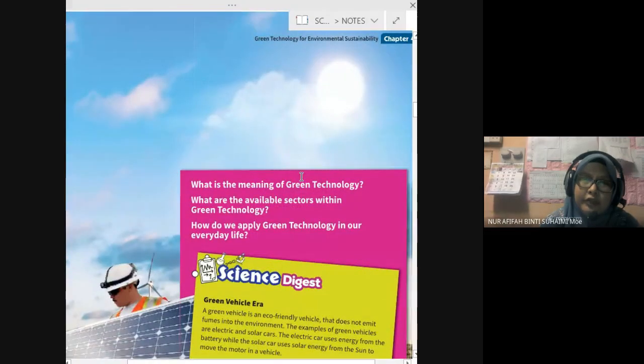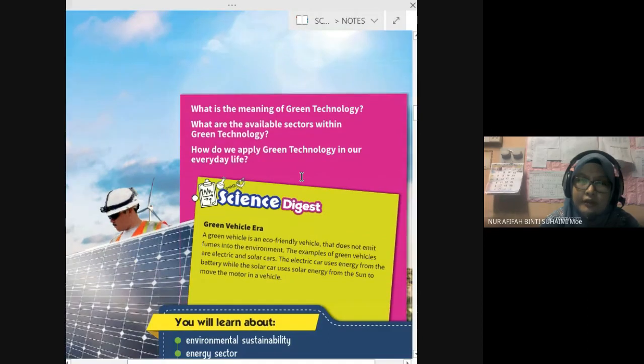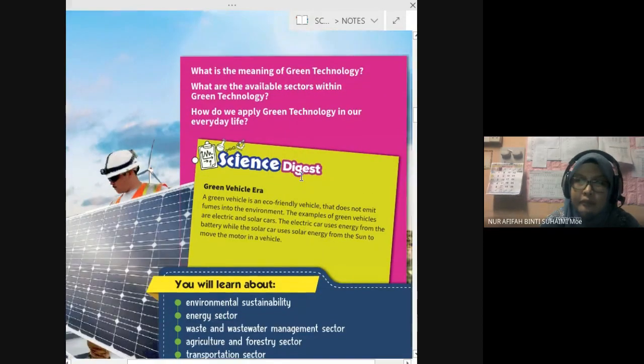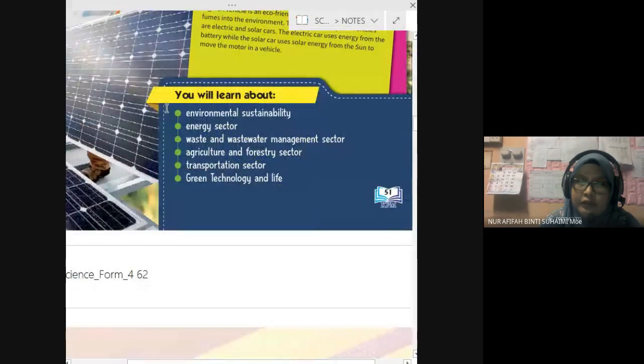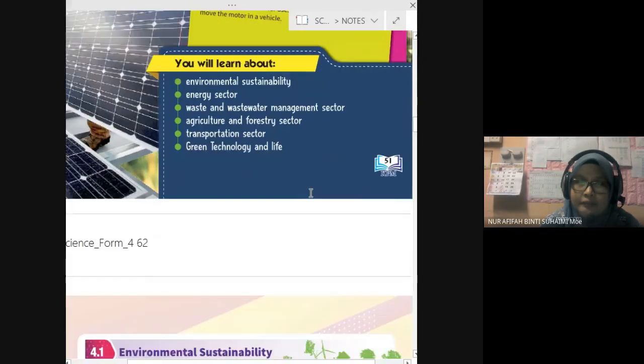Okay, chapter 4, Green Technology for Environmental Sustainability: how to sustain our environment, how to conserve and preserve our environment. What is the meaning of green technology? Definition of green technology. What are the sectors available in green technology? And then application of green technology in our daily life. What you need to learn is all 6. There are 4.1 until 4.6 in the green technology chapter.